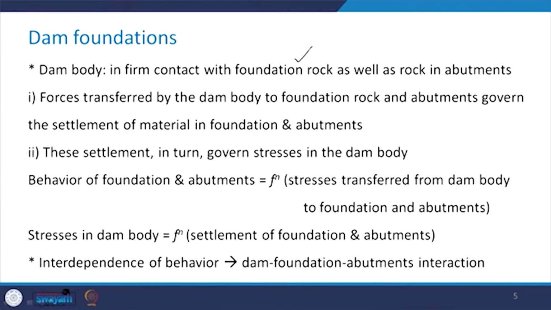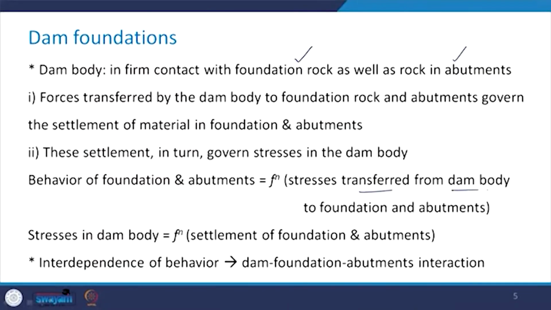Now, this dam body I showed you is in firm contact with the foundation rock as well as the rock which is there in the abutments. The forces which are transferred by the dam body to the foundation rock and the abutments govern the settlement of the material which is there in the foundation and the abutments. Now, what happens? These settlements in turn govern the stresses in the dam body. See, the load is coming from the dam body to the foundation rock and the abutments, and the settlement is going to take place.